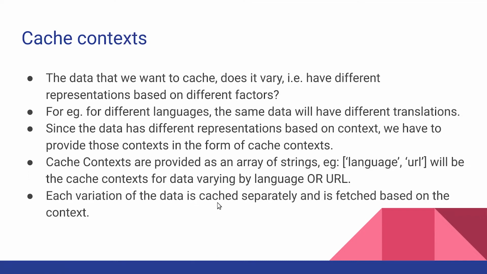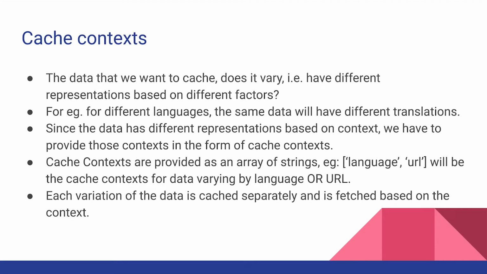Next we come to the point of cache context. Now we can invalidate the cache because of the cache tags, but what about having different representations of the cache data? For example, there is a block which shows the username. That block would have different representations for different users, because for every user it would show that individual's username. So the user is a context on the basis of which the cached entity changes in value. These are called cache contexts.